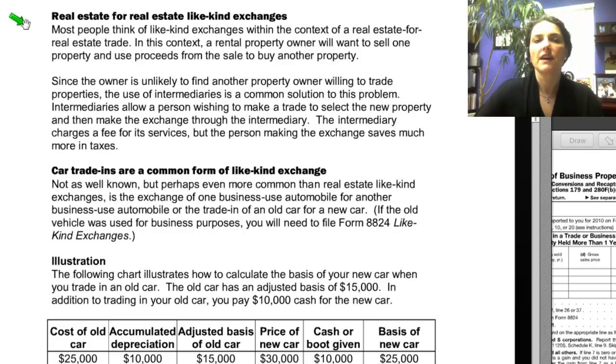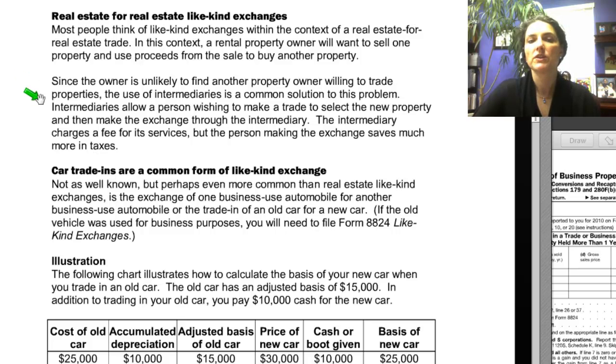Now, most people think of like-kind exchanges within the context of a real estate for real estate trade. In this context, a rental property owner will want to sell one property and then use the proceeds from the sale to buy another property. Since the owner is unlikely to find another property owner willing to trade properties, the use of intermediaries is a common solution to this problem.